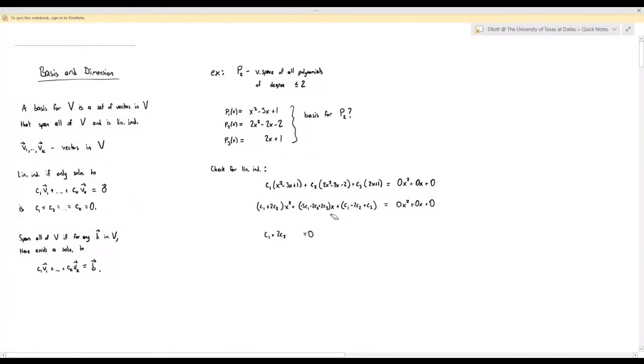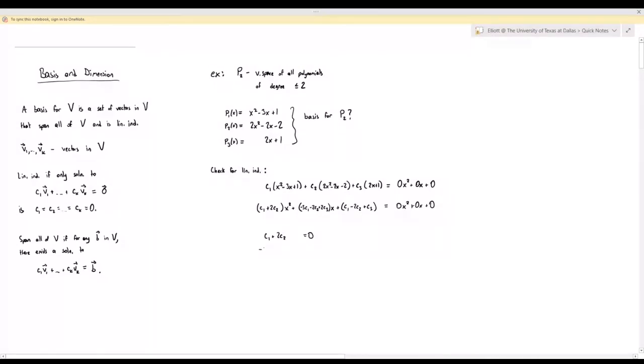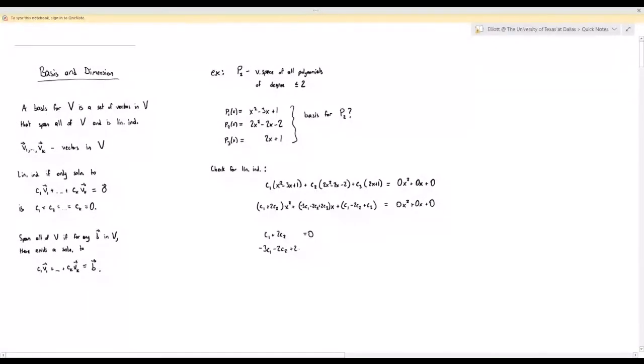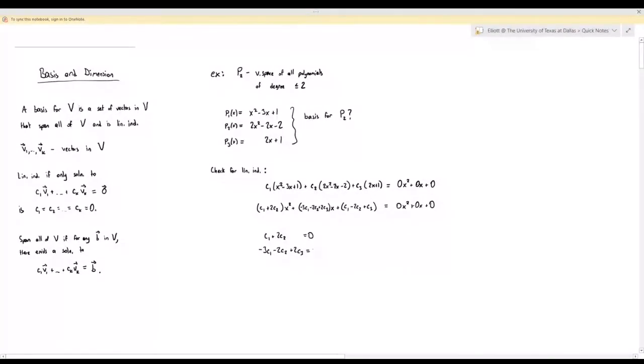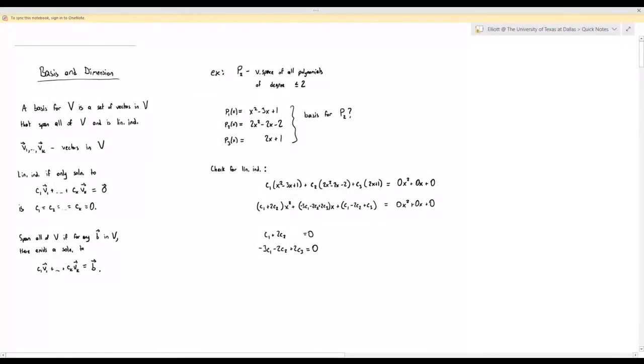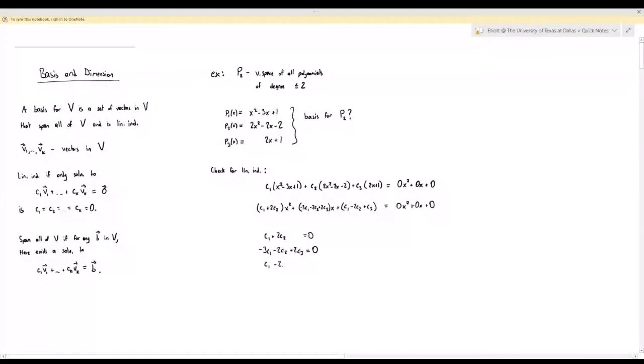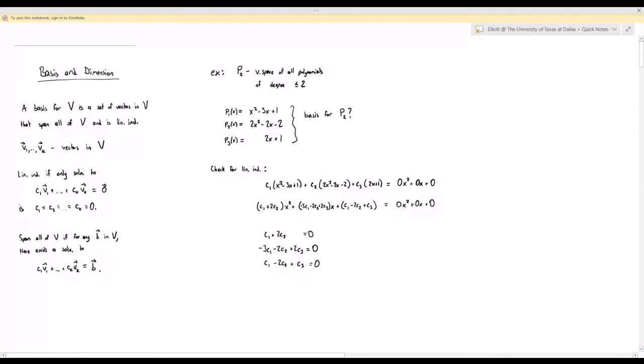Next, the coefficient of x on the left has to equal the coefficient of x on the right. So we get minus 3c1 minus 2c2 plus 2c3. That must also be equal to 0. And then lastly, this constant term on the left has to equal this constant term on the right. So we also get c1 minus 2c2 plus c3 equals 0. Okay.